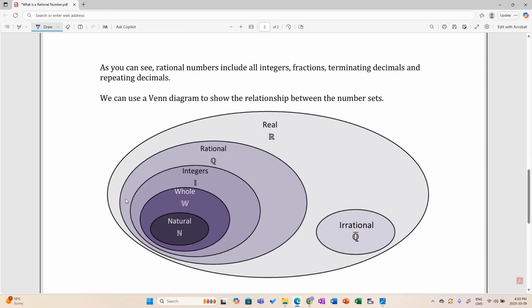Now, if you look at this chart here, just like what I said, natural numbers, whole numbers, and integers are all considered to be rational numbers. Irrational numbers are opposite from rational numbers, and real numbers include both rational and irrational numbers. In this case, the symbol R represents real numbers, the symbol Q represents rational numbers, and the symbol Q with a bar above it represents irrational numbers. And then I represents integers, W represents whole numbers, and N represents natural numbers.